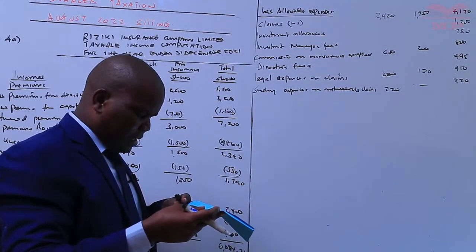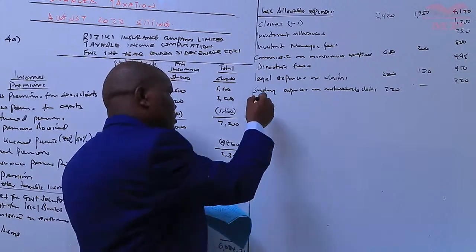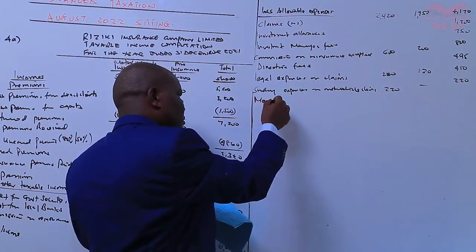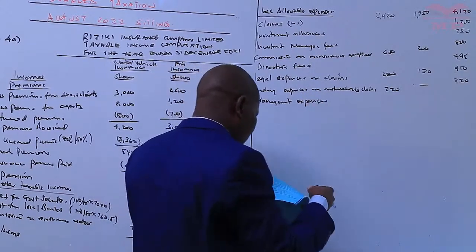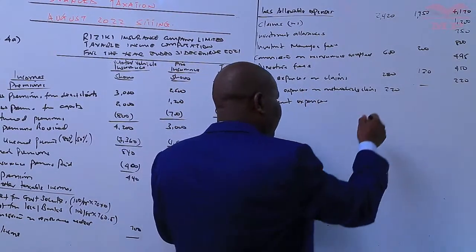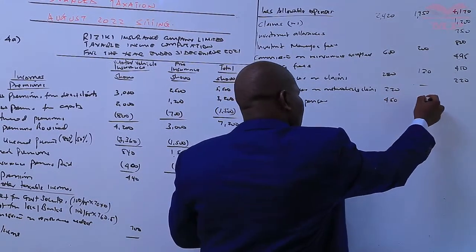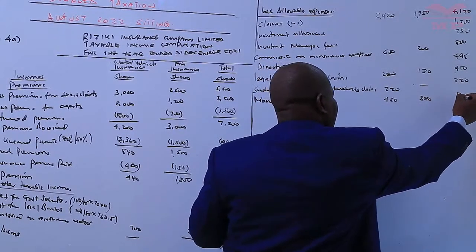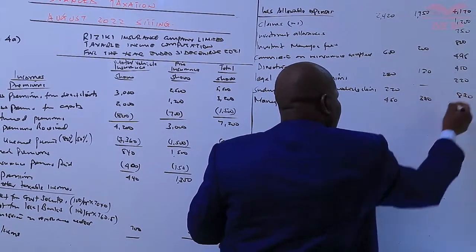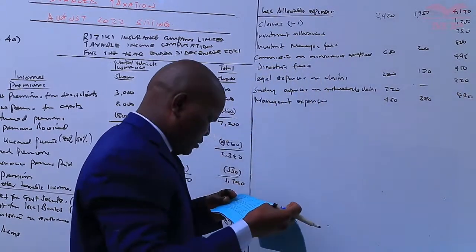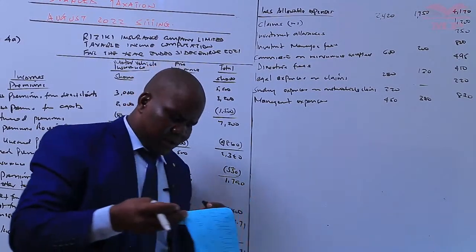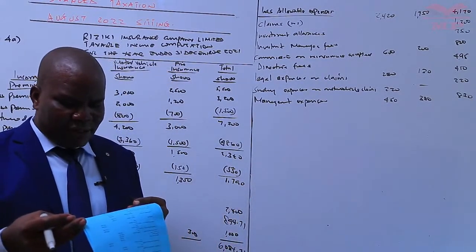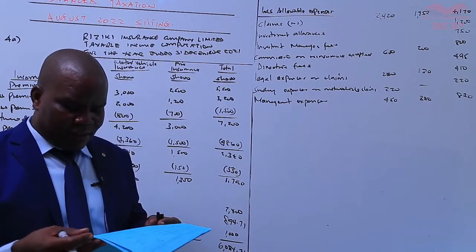Management expenses are allowable expenses. So management expenses. Motor vehicle 450, 380. That should be 830. Investment income we have dealt with. Premiums returned we have dealt with. Profit and loss account is a balance, not an income, not an expense.